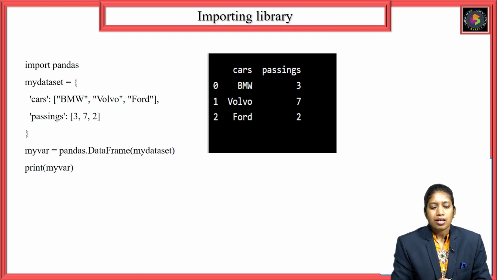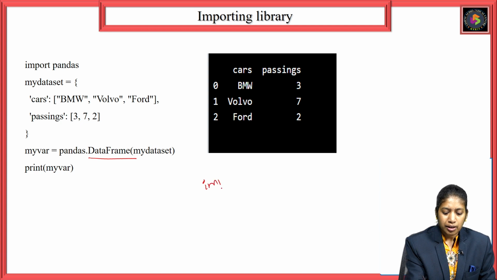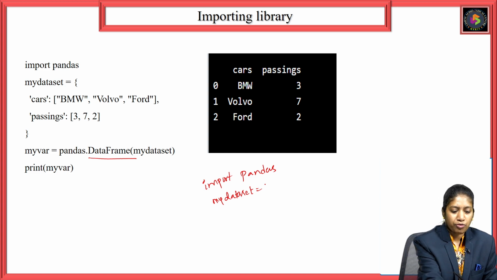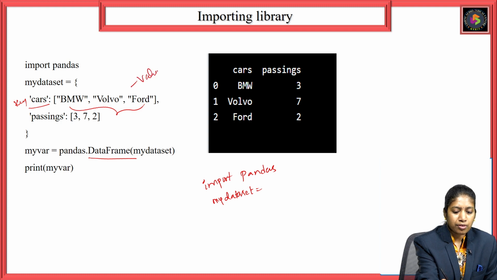First and foremost, pandas especially works with data sets. How to create a data frame? The DataFrame function is available by default. First we need to import pandas. After importing pandas, I am taking my own data set, a dictionary. Car is a key and the list is the values. And this is another key, passings, and these are its values. So this is my data set.